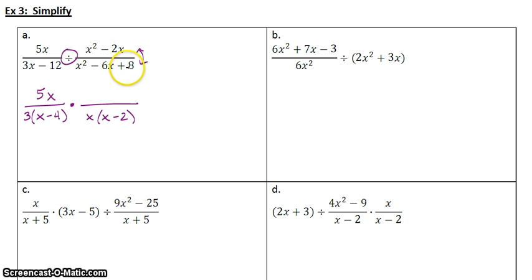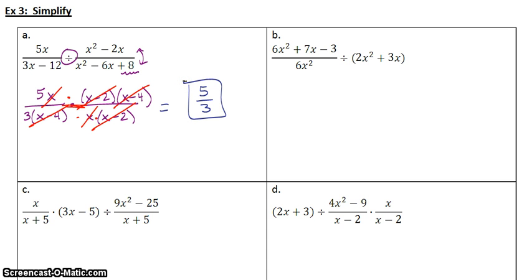Alright, two things that multiply to be 8, but add to be negative 6. I am thinking negative 4 and negative 2. Last but not least, I get to start canceling. Remember, you can pretend like it's one big fraction bar if it's multiplying. And all of these are all multiplied together, even though they're spaced out. So x minus 4 and x minus 4, x minus 2 and x minus 2, and actually x and x. My final answer then is 5/3 for that one.